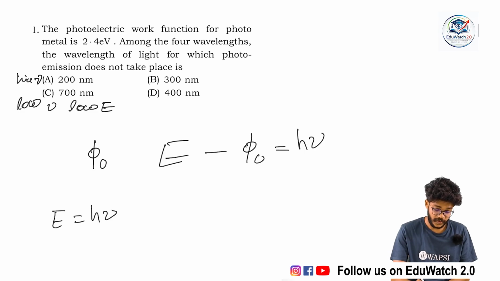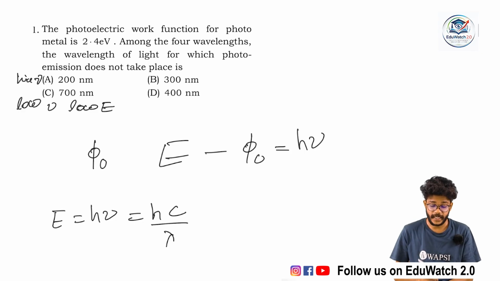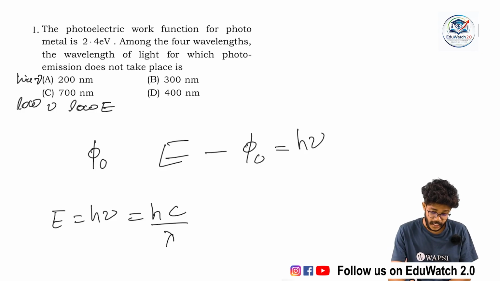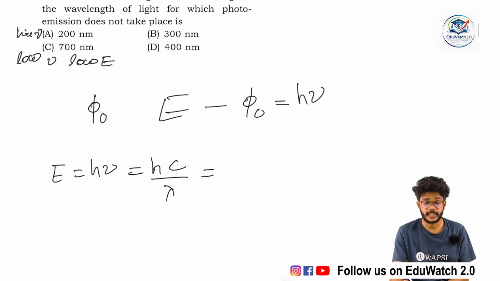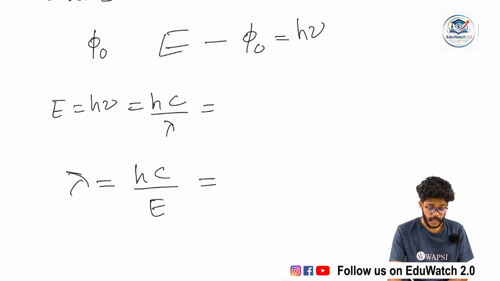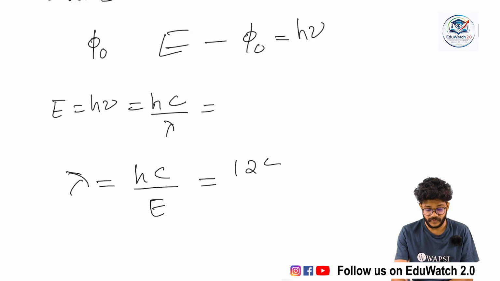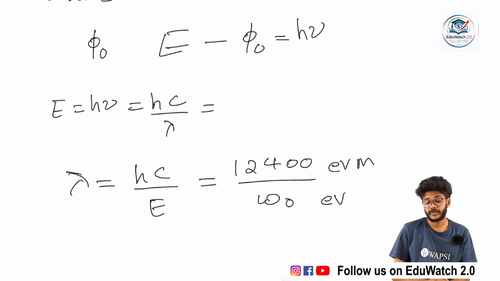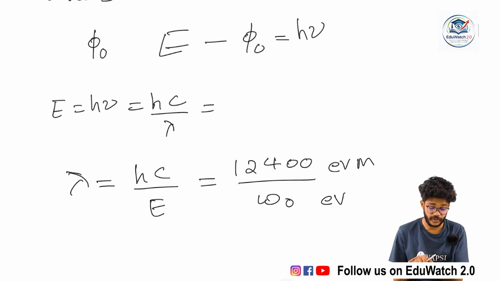Energy E is equal to h nu, which is equal to hc by lambda. The value of hc is in joule, so we need to transform it into electron volt. After all the mathematical calculation, we can write a simple equation: lambda is equal to hc by E, which is equal to 12,400 divided by the work function. These are in electron volt and these are in electron volt meter, so electron volt and electron volt cancel each other and the unit of wavelength is meter.